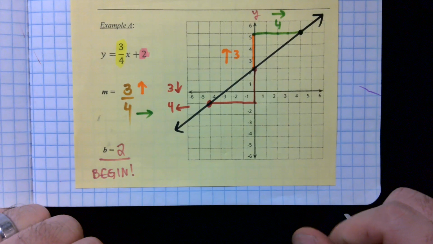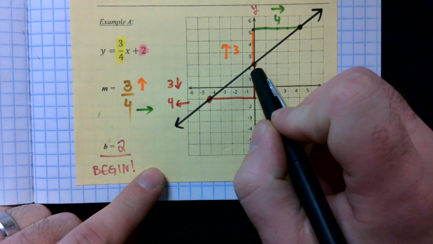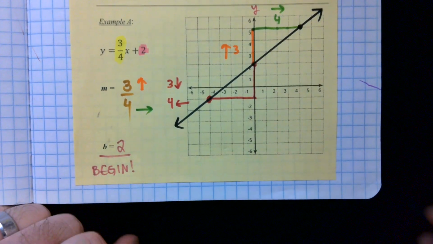There's my line. Y is equal to 3 over 4x plus 2. I have a y-intercept of 2 and a slope of 3 over 4.